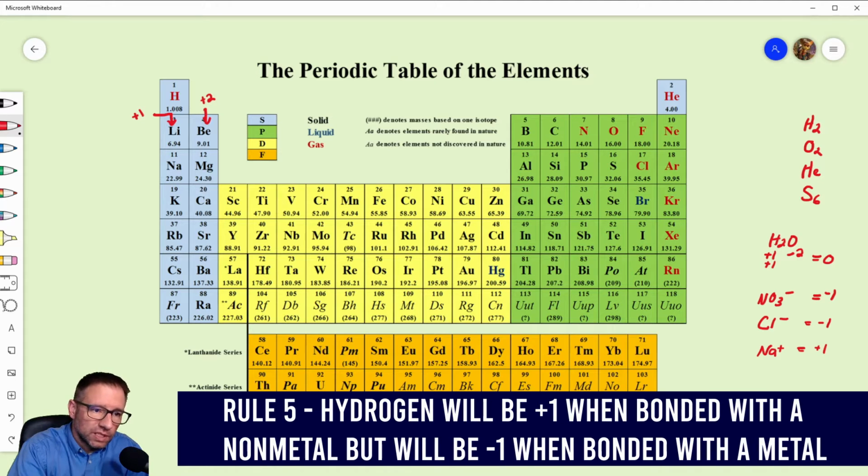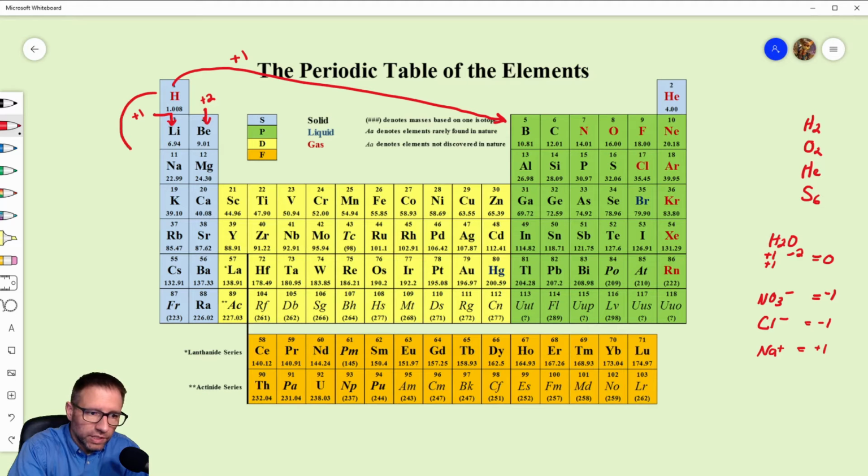Now, hydrogen is going to be +1 if it is bound or in a compound with a nonmetal. So if it's in a compound with a nonmetal, it's always going to be +1. But if it is in a compound with a metal, then it's going to be -1. That can possibly be confusing, but a lot of times you'll see organic compounds that have hydrogen in them. If they're covalently bonded with nonmetals, then it's going to be +1. If it's bonded with metals, it's going to be -1.